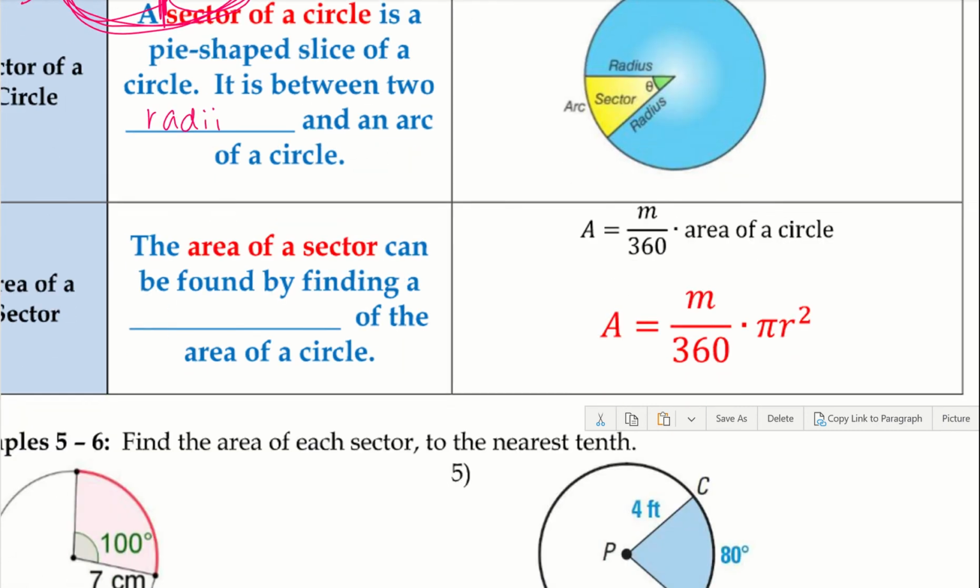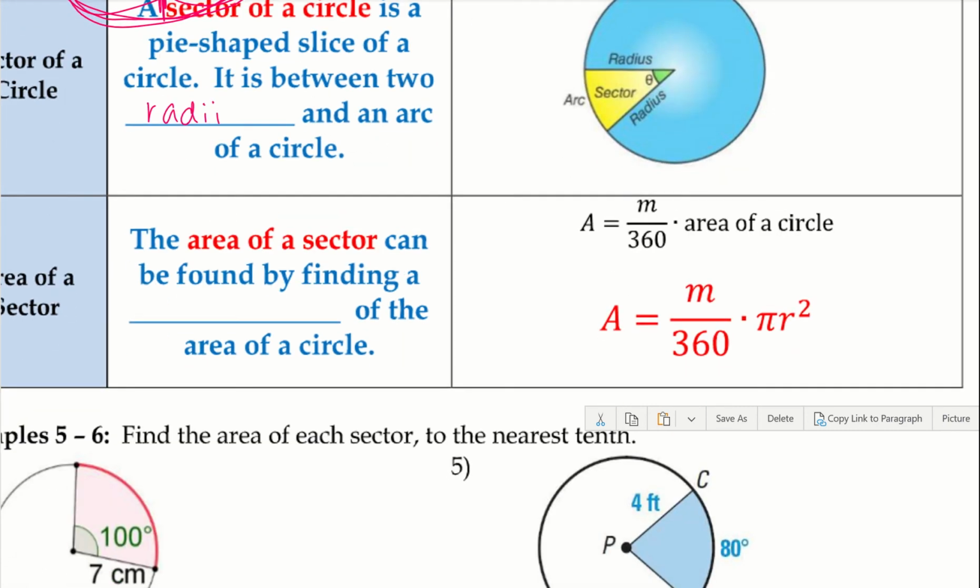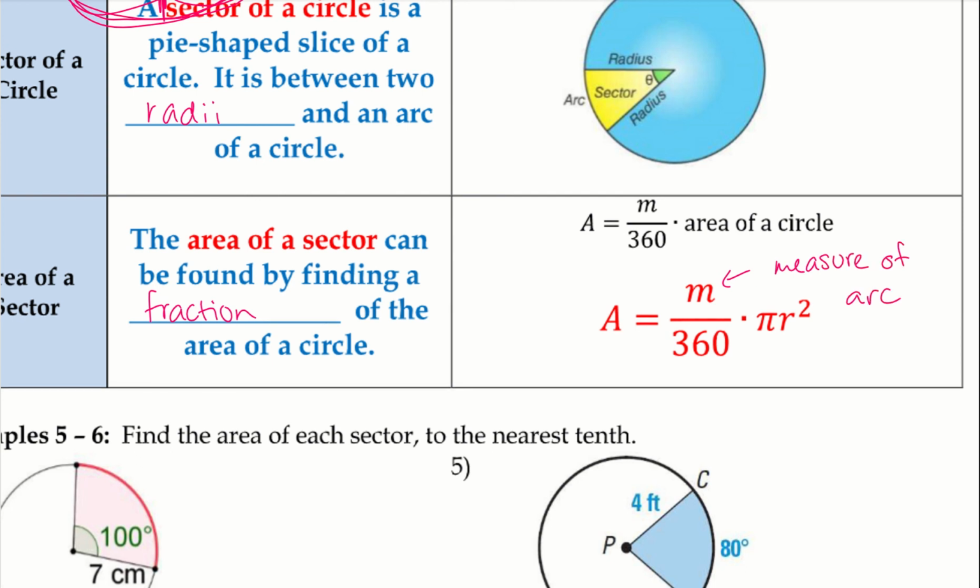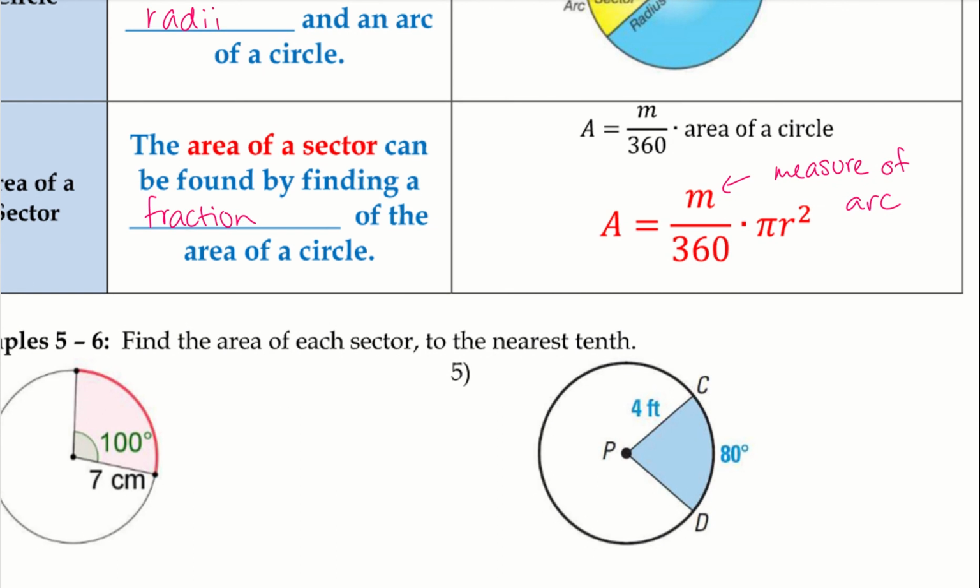So the area of a sector can be found by finding a fraction of the area of a circle. So A equals m divided by 360 times area of circle. So A equals m over 360 times pi r squared. So m is the measure of the arc. So measure of arc. Right, because we're a part of the circle, a fraction of that circle.